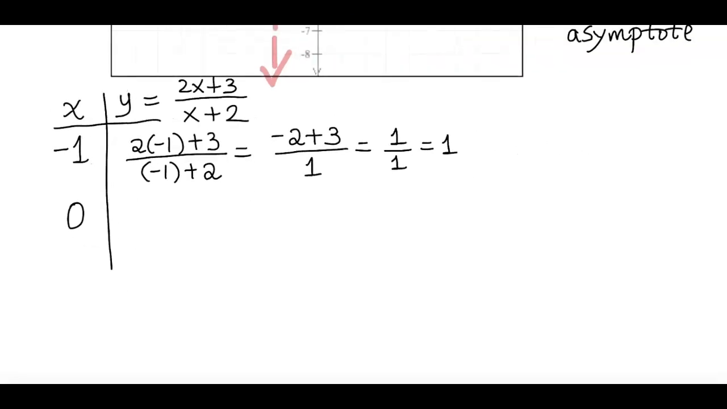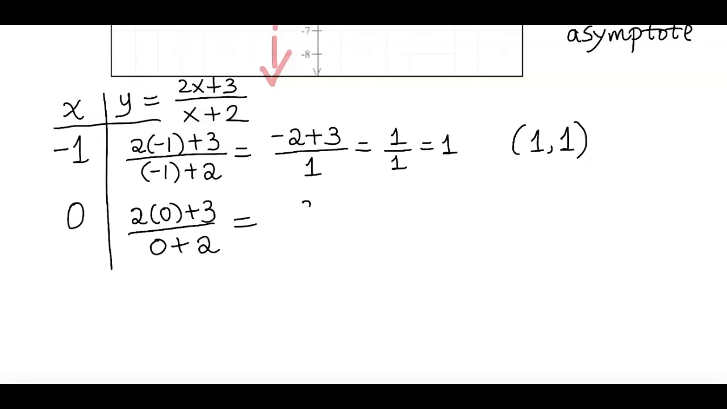So I'm going to plot 1, 1 on my graph. Well, let me do one more. I'll plug in 0 this time. If I plug in 0, I'll get 2 times 0 plus 3 over 0 plus 2. Will that be a nice number? I will get 3 over 2, not that nice. It is 1.5. I can plot 0 and 1.5.